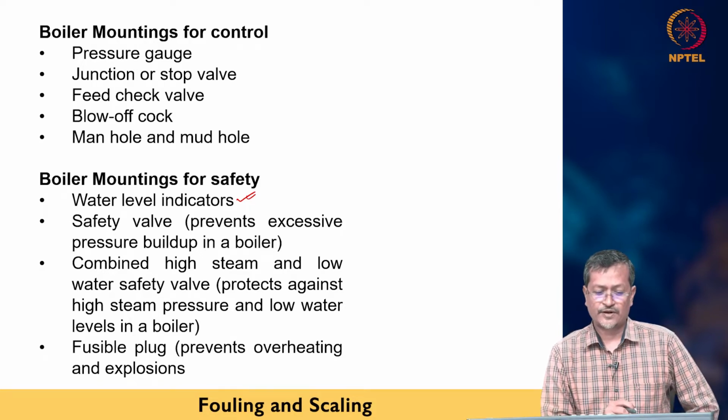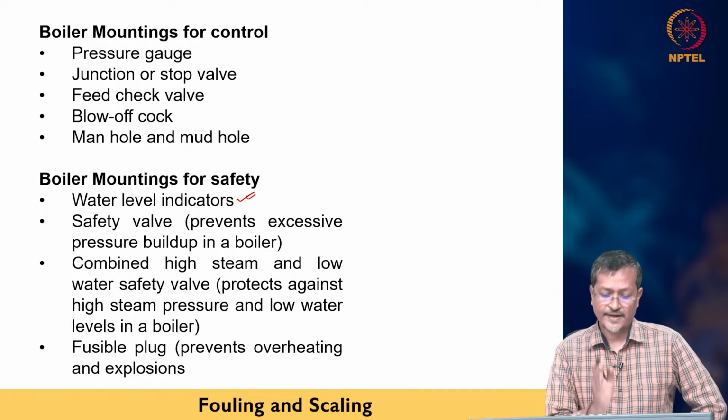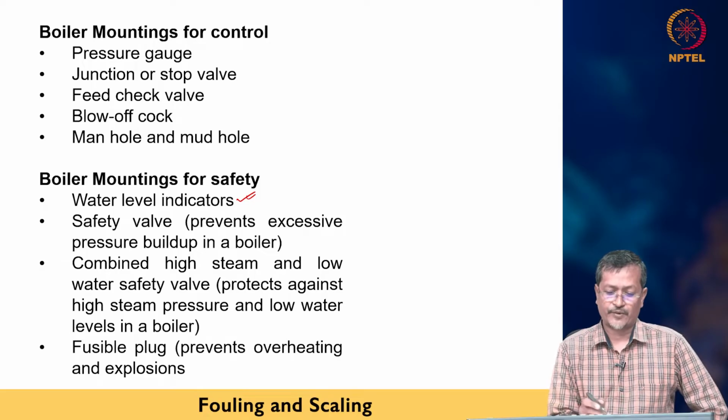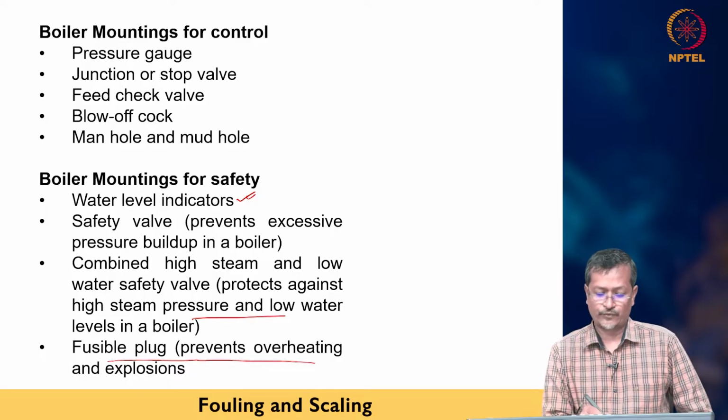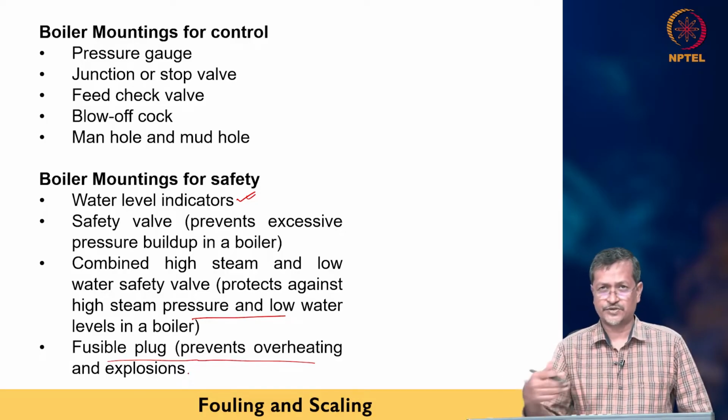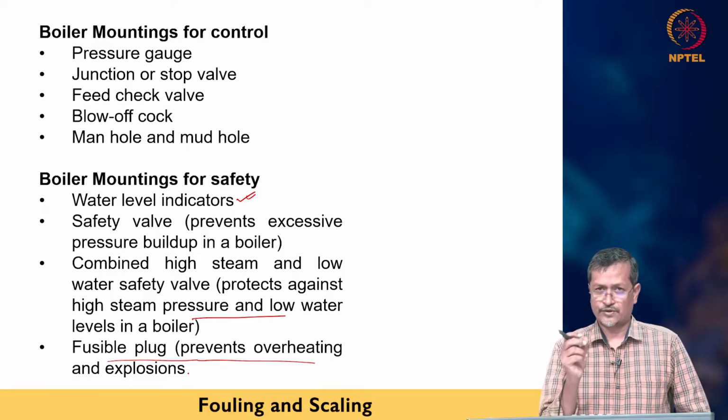A combined high steam and low water safety valve protects against high steam pressure and low water level in a boiler. A fusible plug will also be there to prevent overheating and explosion. Why will overheating happen? Let's say, because of some reason, your sensor is not working and overheating started. Then this fusible plug will melt and make it safe.